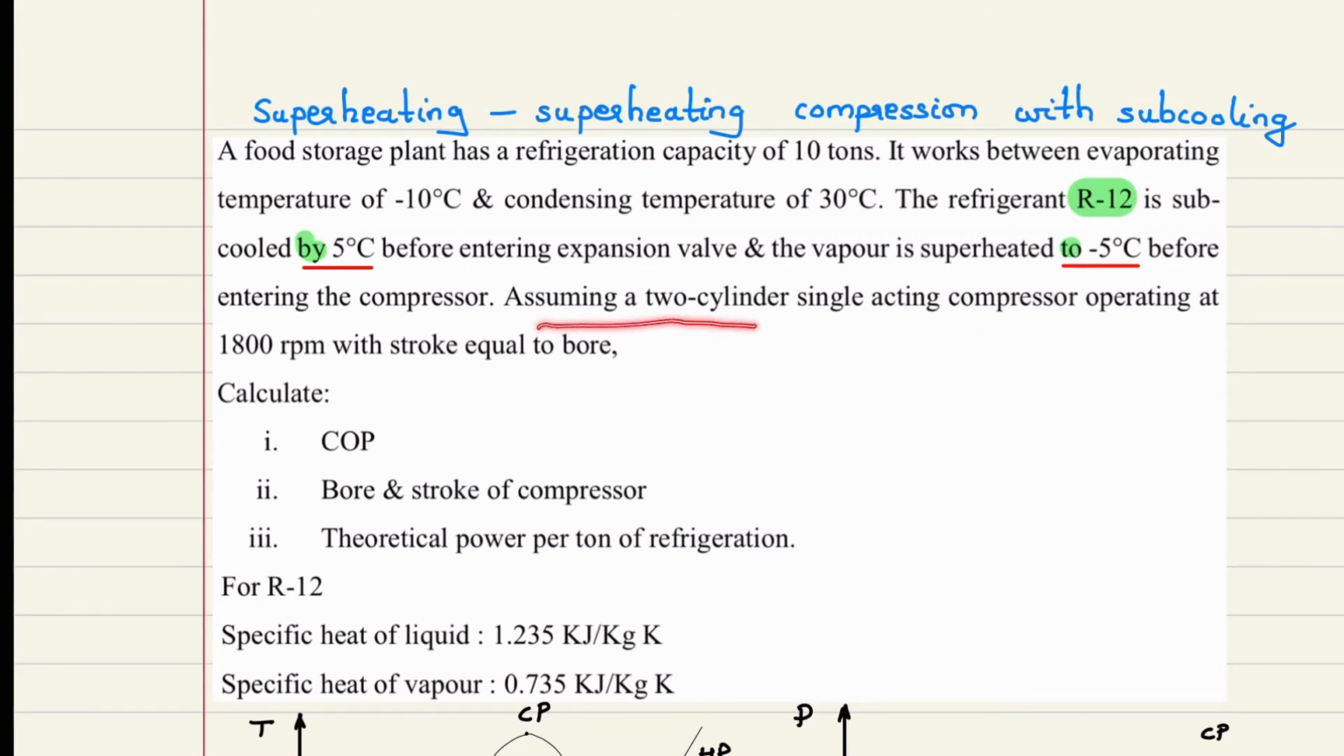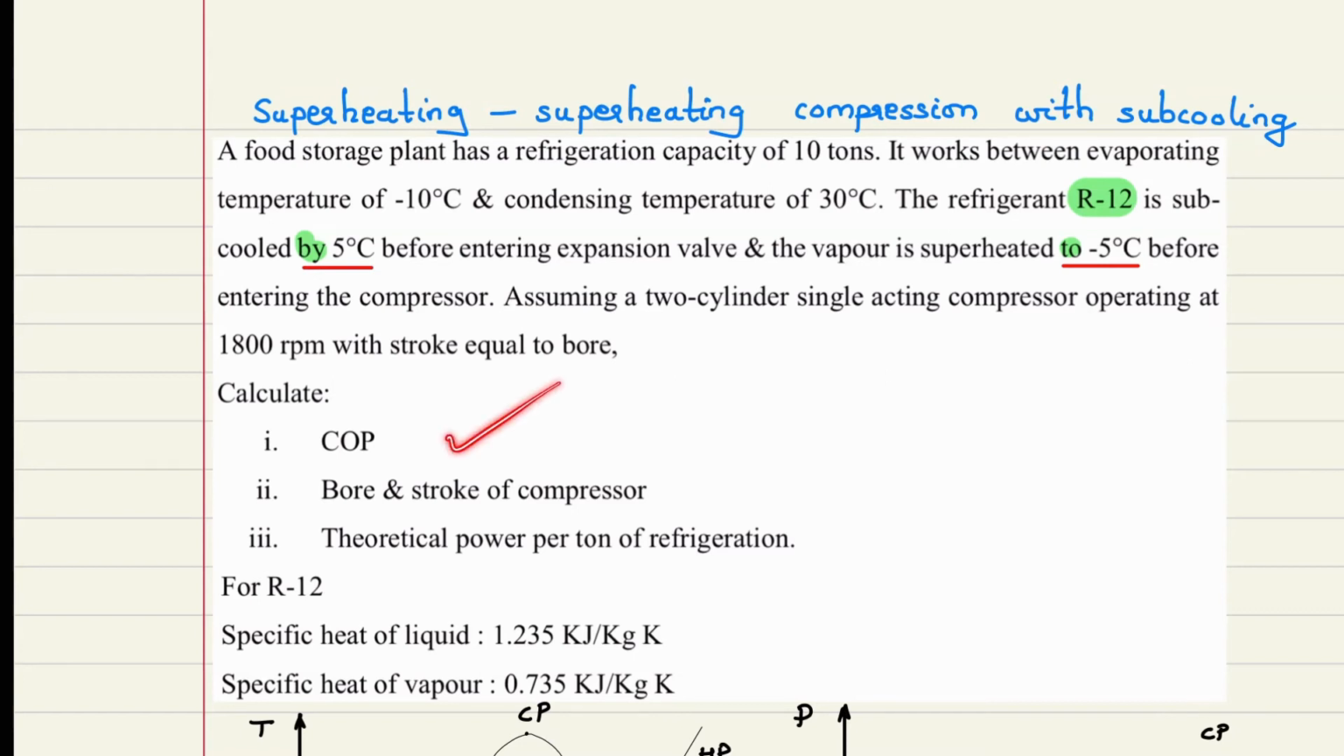Assuming a 2-cylinder single acting compressor operating at 1800 rpm. Here the number of cylinders C is given as 2. So if you are calculating the bore and stroke, we have to use that C value, which is 2, the number of cylinders. Assuming a 2-cylinder single acting compressor operating at 1800 rpm with stroke equal to bore, so L is equal to D is given.